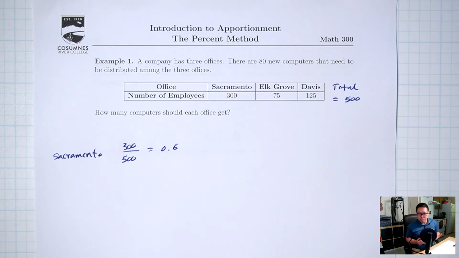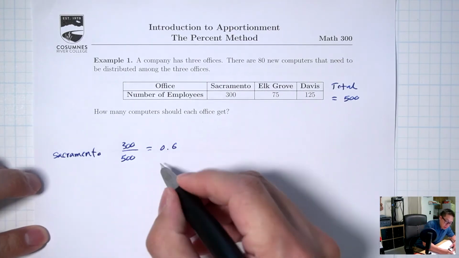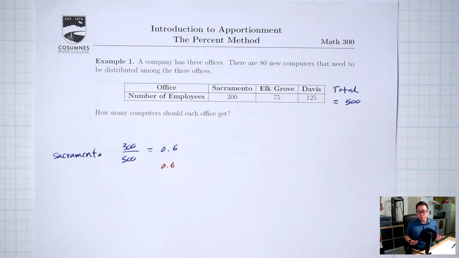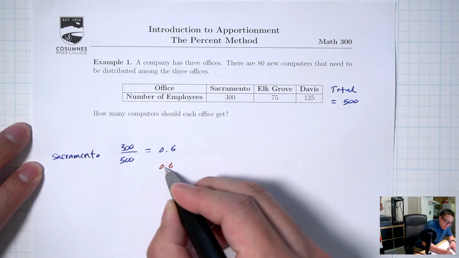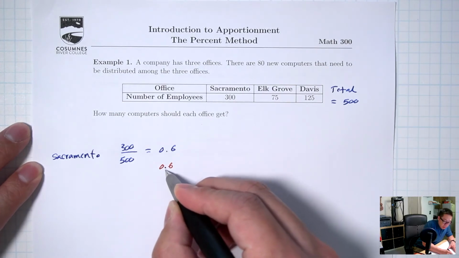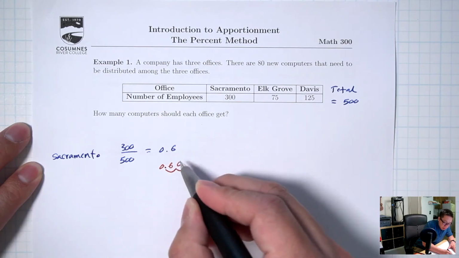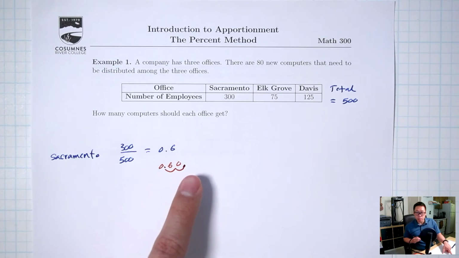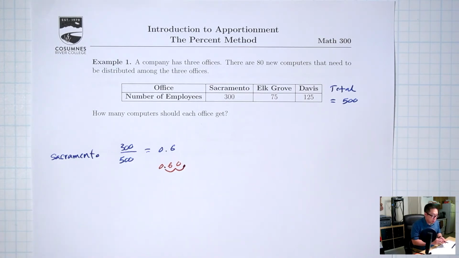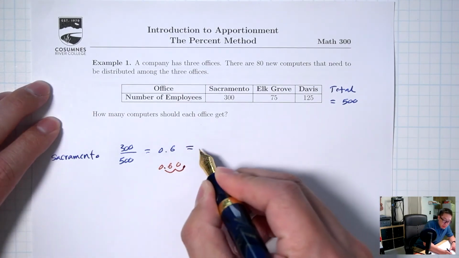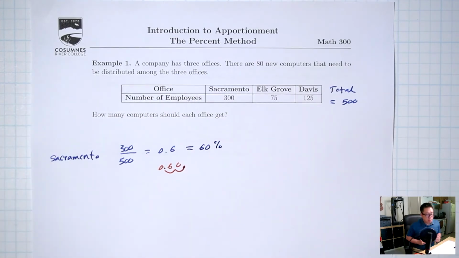This is a review of decimals and percents. The way you find out is take your decimal and basically multiply it by 100, which is the same thing as taking the decimal and moving it two places to the right. 1, 2. Okay, that's my new decimal. I'm going to fill in this space with a 0. That's 60 decimal, which is 60. So 0.6 as a decimal, as a percent, would be 60%. Sacramento has 60% of the employees.